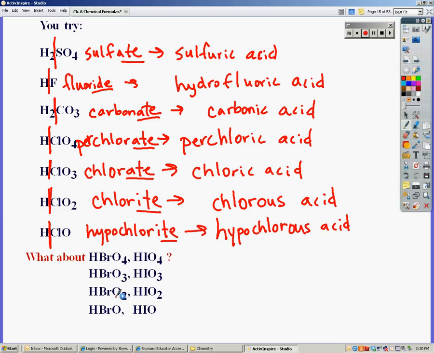So I'm not going to write all of these down, but you should just know that it's similar to the chlorate series, right? So this would be bromate, so it becomes bromic acid. This is bromite, so bromous acid. And this is hypobromite, so it's hypobromous acid. And the same for the iodate series. Okay, it follows the same pattern. Alright, so remember that because they're not on the back of your periodic table, but you still have to know how to name them.